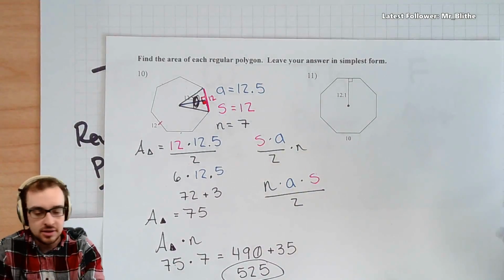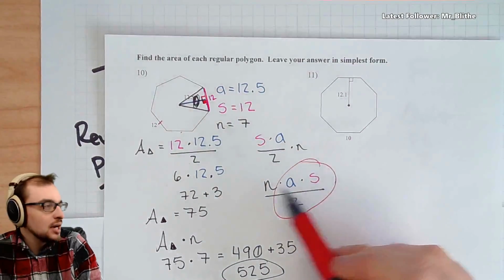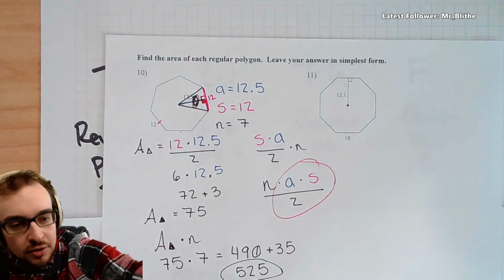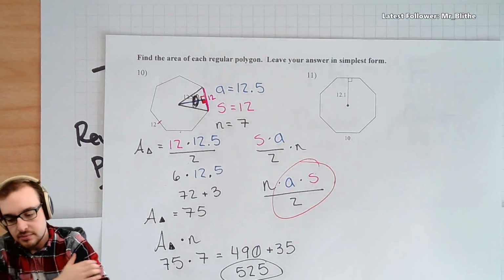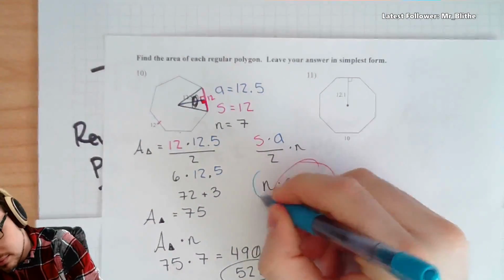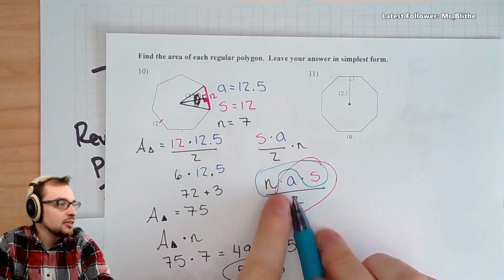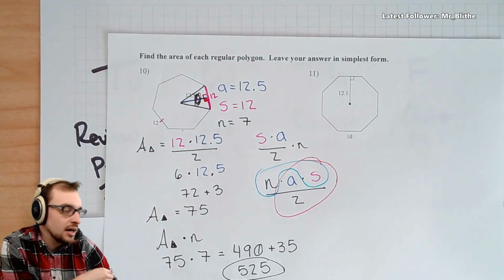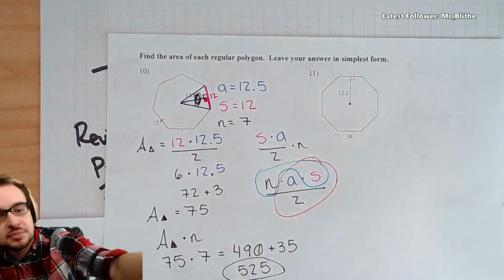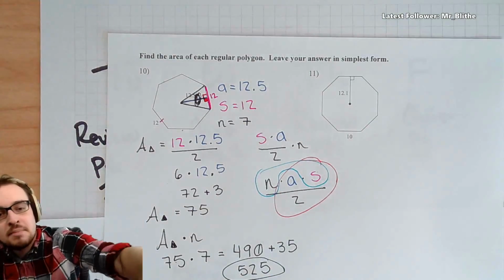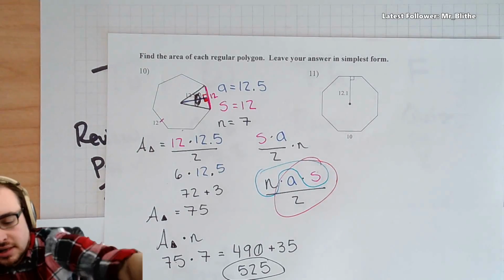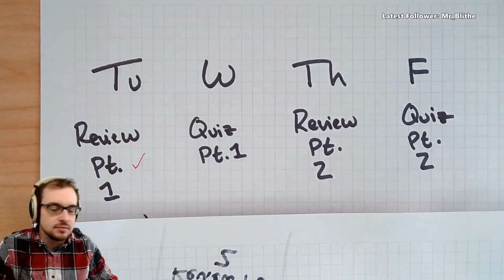You can think of it as area of the triangle times the number of sides, or you can think of it as perimeter times apothem divided by 2. Honestly, I like area of the triangle times number of sides better. But either way, it might include an explanation of that. I haven't decided yet for part 2.